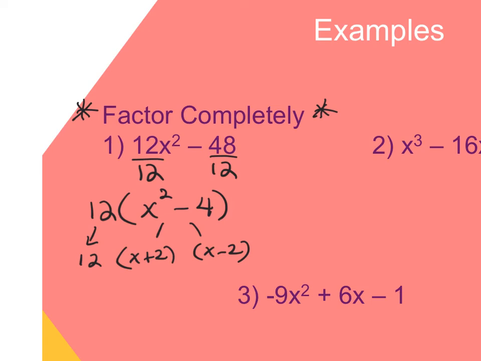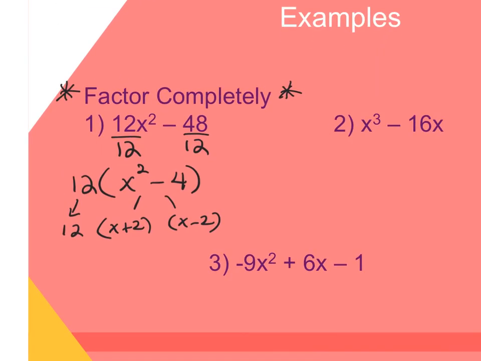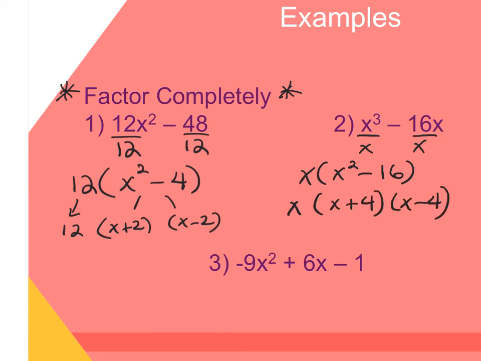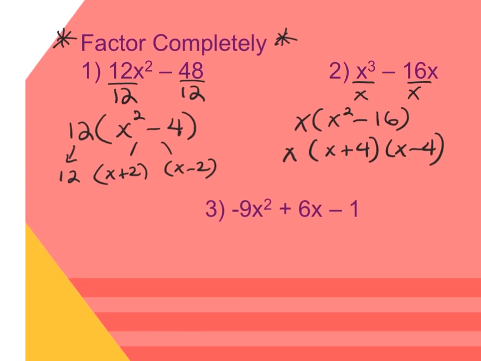Then the next one, same thing. I'm going to pull out a GCF, and that GCF is an x. And after I do that, again, I'm left with the difference of 2 squares. So then I'm going to factor it into x plus 4, x minus 4. The last one, again, remember, we want this x squared to be positive. So again, I'm going to pull out a GCF first of -1.